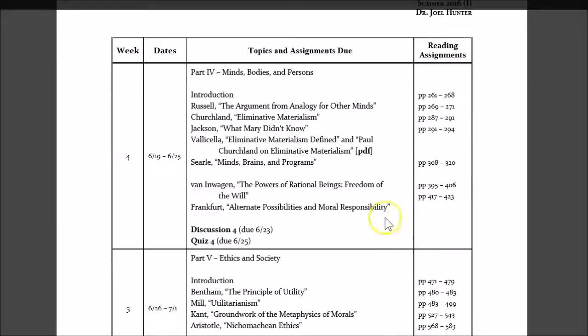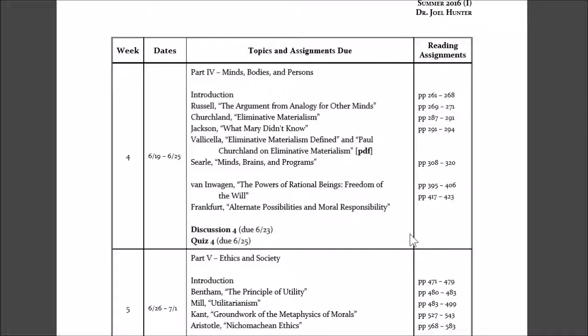Okay, next topic, minds, bodies, and persons. Very, very active area in contemporary philosophy. And this is the fourth week, and this is probably one of the most difficult topics to do, but I think the readings are very, very accessible. I've tried to select them to be so. And what you have are these five readings here that go together on the subject of the philosophy of mind.